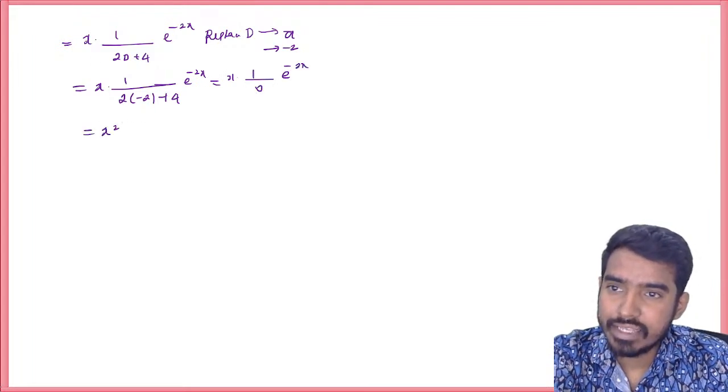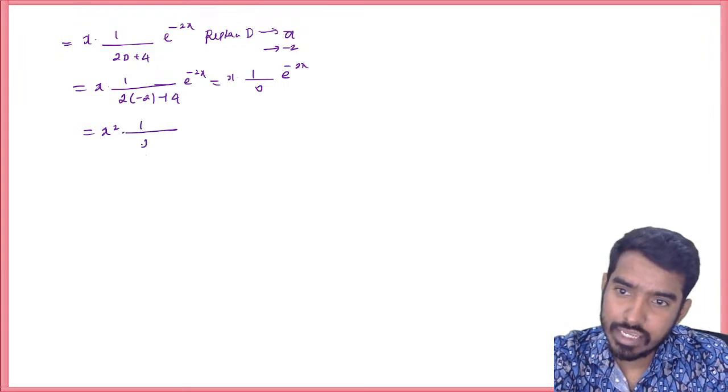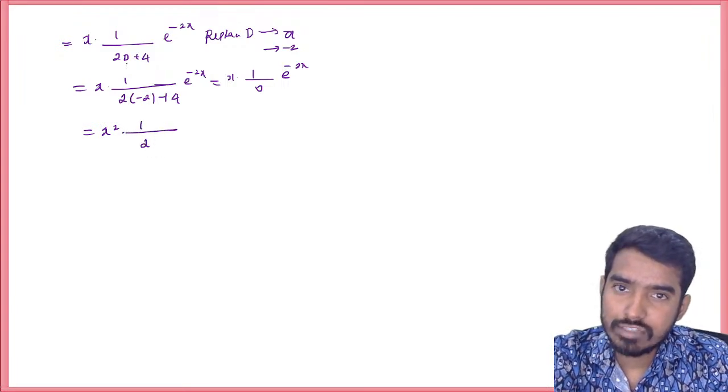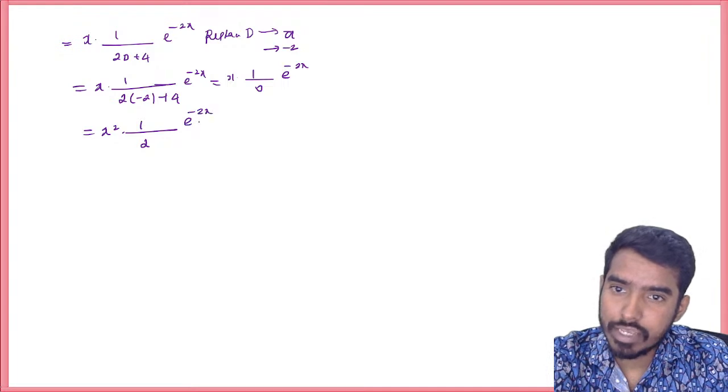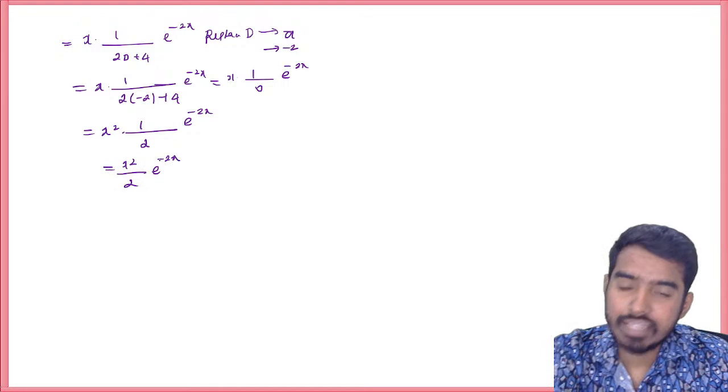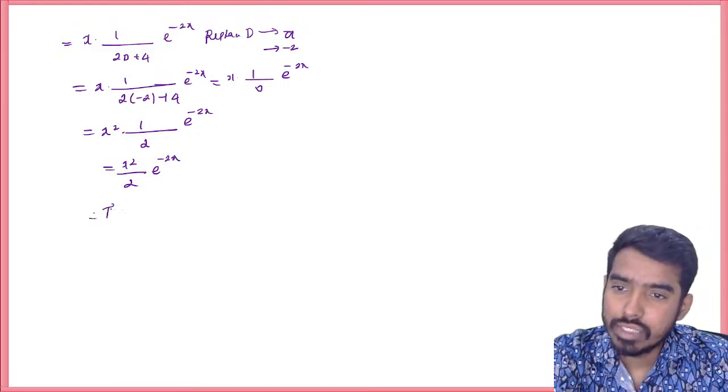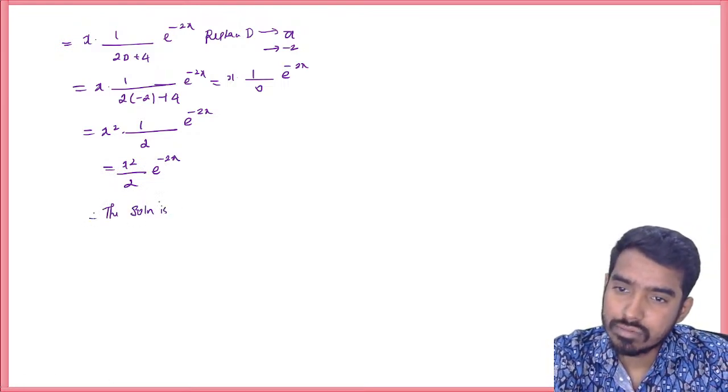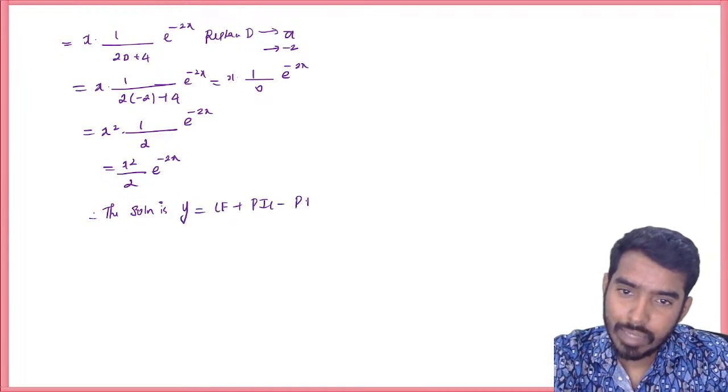Differentiate, multiply x again, differentiate once again. So you will have 2d plus 4 differentiation is 2. e power minus 2x. Here we have non-zero denominator. So x square by 2 e power minus 2x is your pi2 value. Therefore, the solution is y is equal to cf plus pi1 minus pi2.